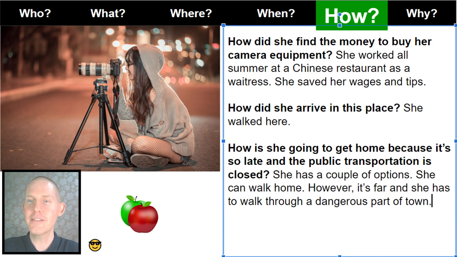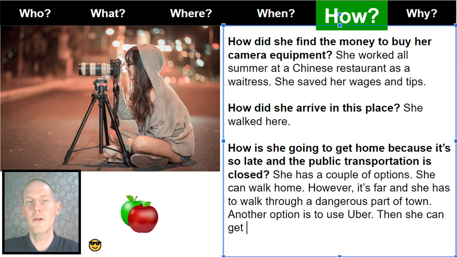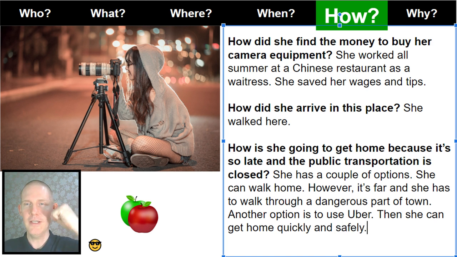And I think I see my answer in the comments. Thank you, Layla. She says Uber. Yes. Simple solution, right? I think Uber is active all day long. So we can say another option is to use Uber, right? Then she can get home quickly and safely. Yes, great option, Layla. Wonderful.